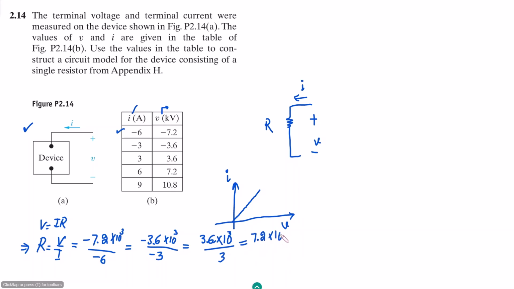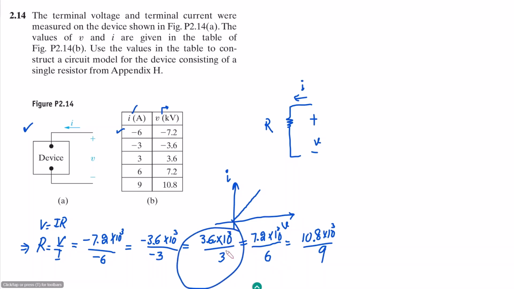Why am I writing this 10 to the power 3? Because of this kilovolt. Okay, divided by 6, and this is also equal to 10.8 into 10 to the power 3 divided by 9. Okay, pick any one of them and you will see the answer of it.